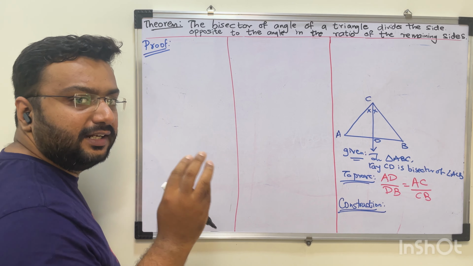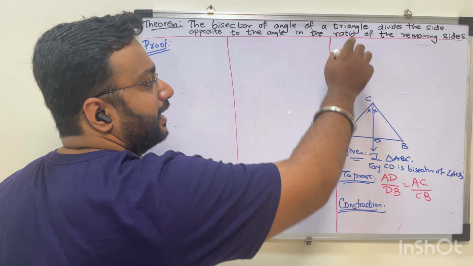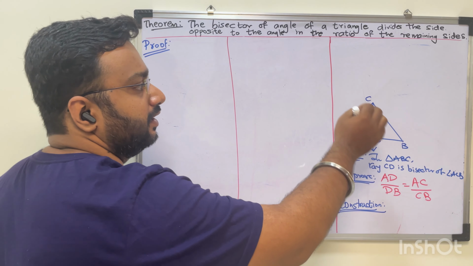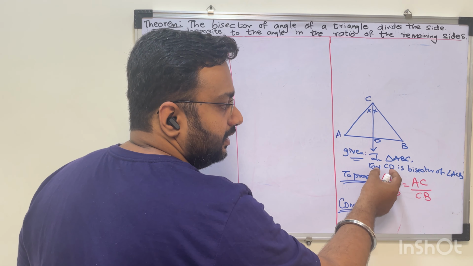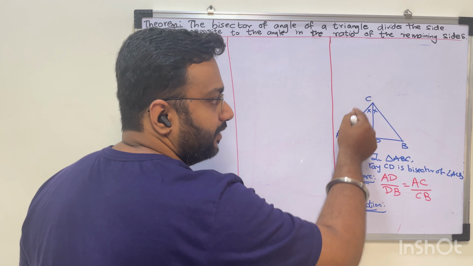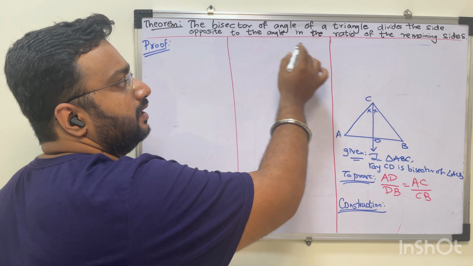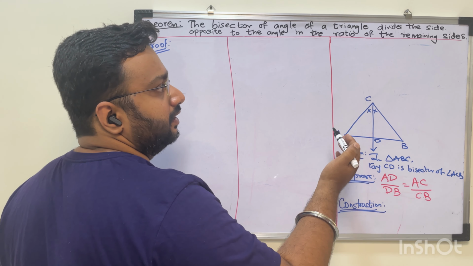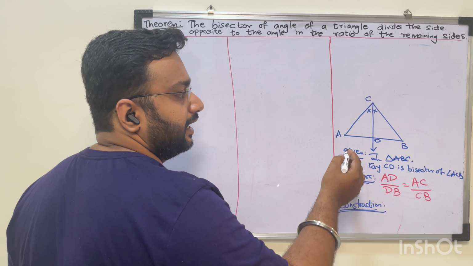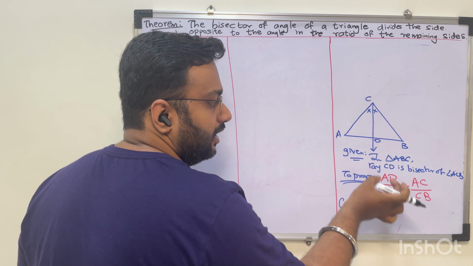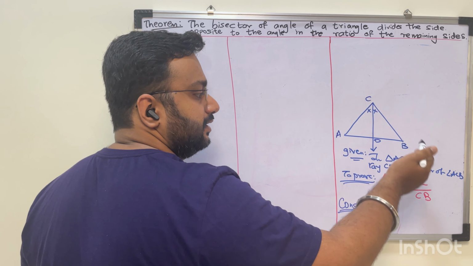See, now let's understand this part by part. This statement says the bisector of angle of a triangle. So let's have one triangle over here and bisector of this triangle. So over here in triangle ABC, ray CD is bisector of angle ACB. Further it says it divides the opposite side. The angle bisector divides the opposite sides in the ratio of the remaining sides. That means these two ratios, AD upon DB, is equal to the remaining side, that is AC upon CB.